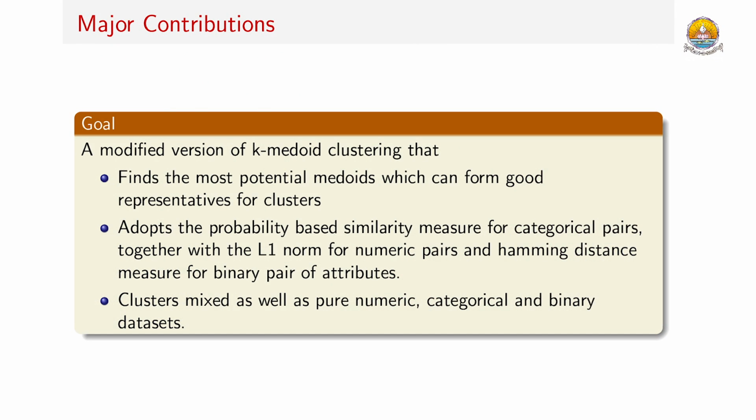So the major contribution, the goal of our paper, is to come up with a modified version of K-Medoid clustering that seeks to find the most potential medoids which can form good representatives for clusters. For this, we adopt a probability-based similarity measure for categorical pairs, together with the L1 norm measure for numerical attributes as well as Hamming distance for binary attributes. So clustering of mixed as well as pure numeric, categorical and binary datasets becomes possible. That is the main goal of our paper.